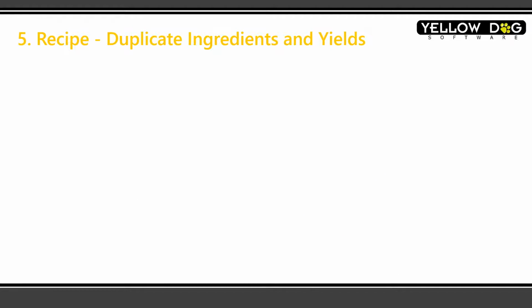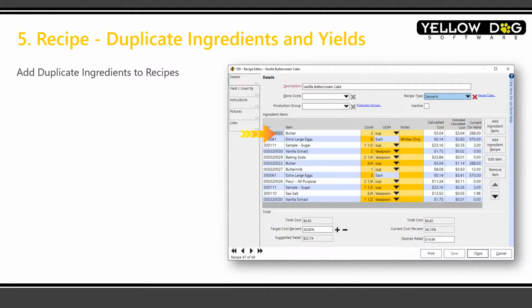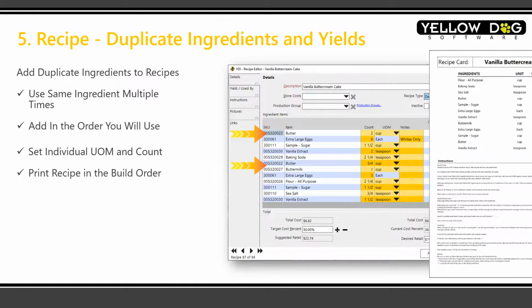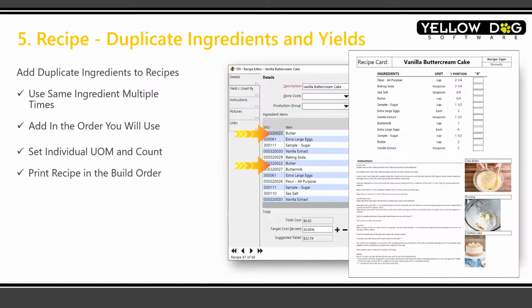Next up, under recipes, you can now have duplicate ingredients. So you could have the same ingredient multiple times, and then you can add it in the order you have to use or build the recipe. You can set individual units of measure and counts. And then when you print the recipe, it'll print out in this order.